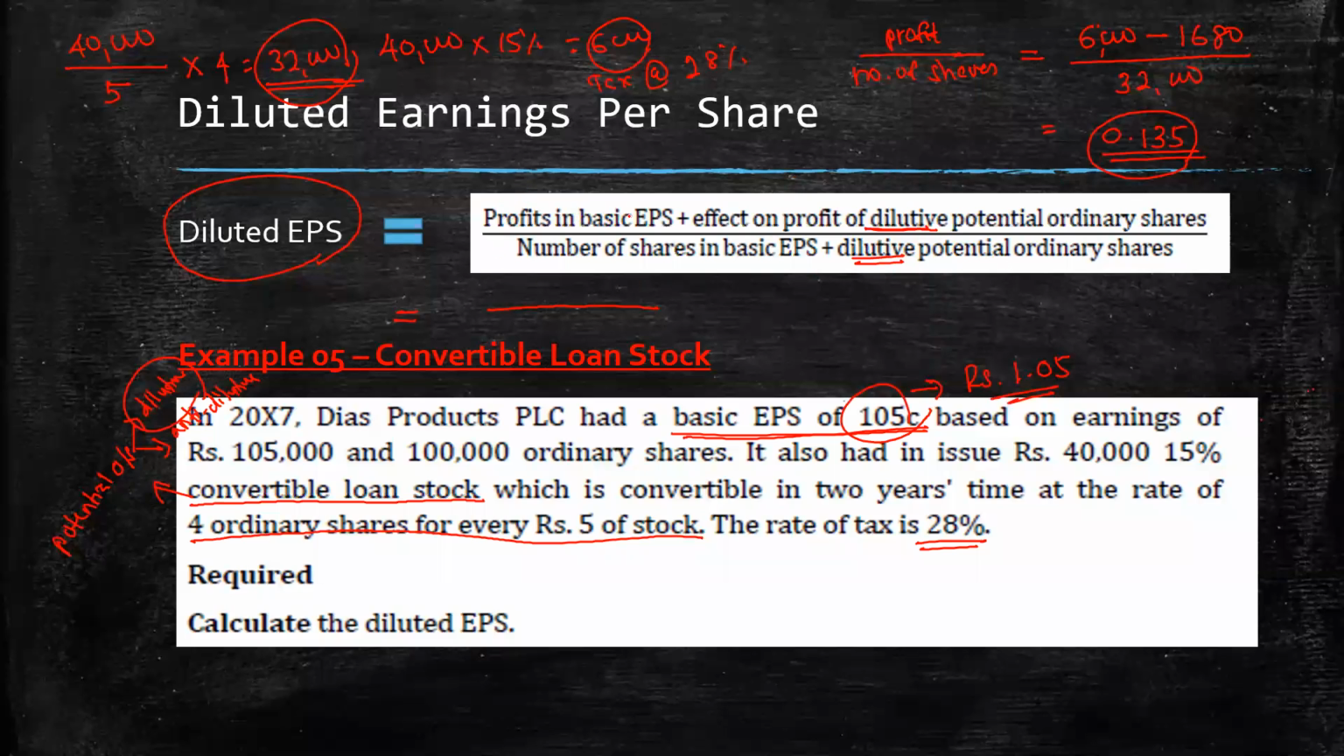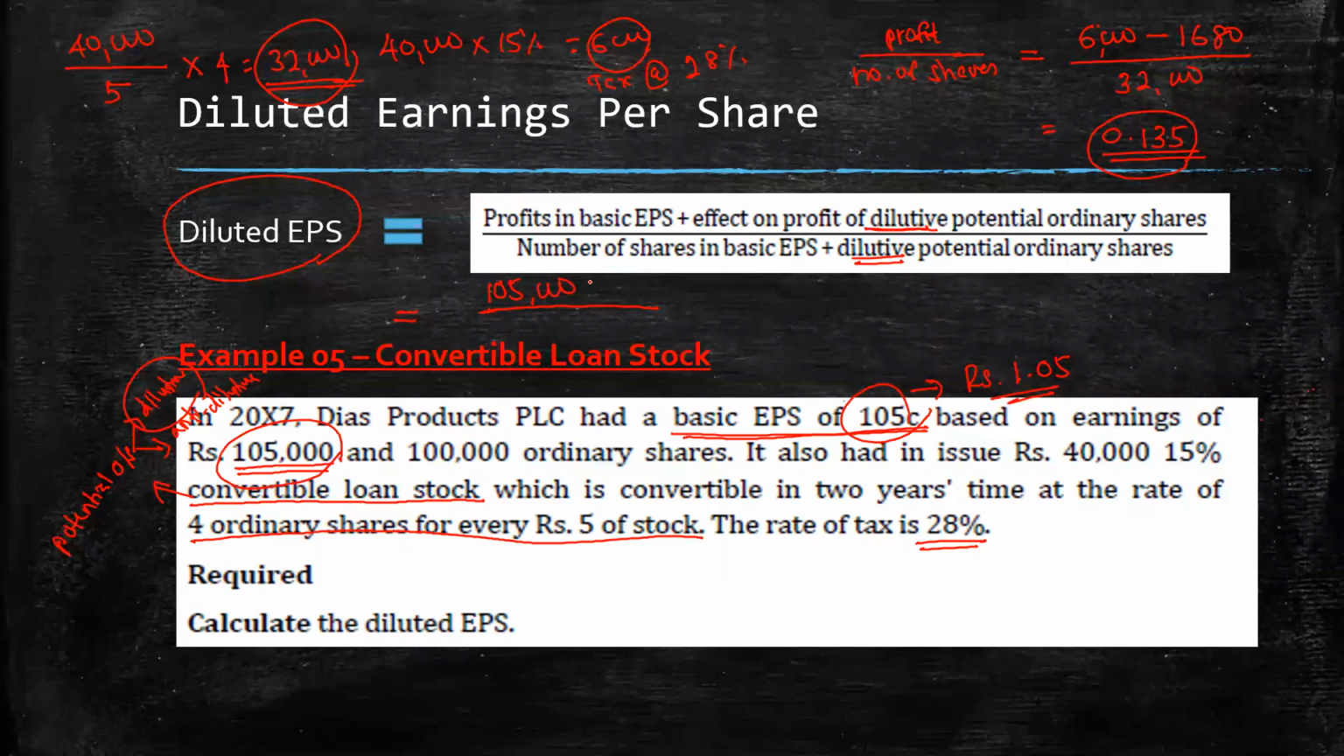Profits in basic EPS. What is the value? Profits in basic EPS is 105,000. That is given in the sum, this figure. For that we need to adjust what? The effect on profit of dilutive potential ordinary shares.